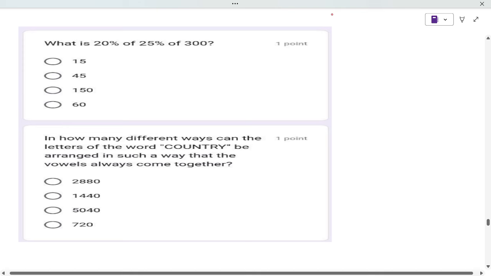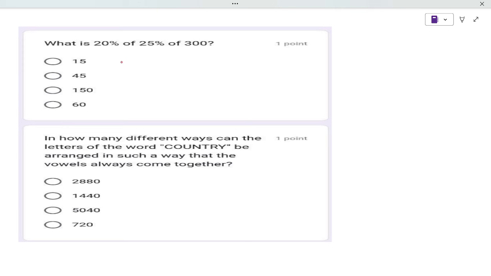Now here this is a simplification. 20% means, let's do things the smarter way. 20% as a fraction is 1 by 5, right? 20 divided by 100. Into 25% is 25 by 100, so 1 by 4. Into 300. 5 4s are 20, 5 4s are 20, yes, 20, 0 cancel, so 15.